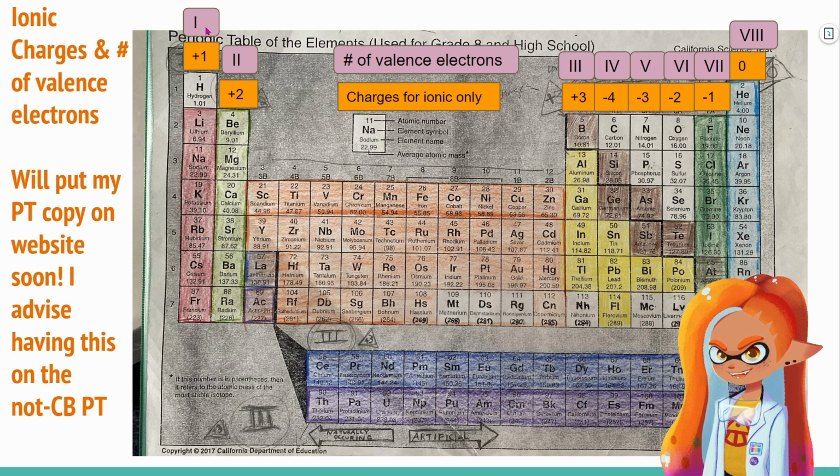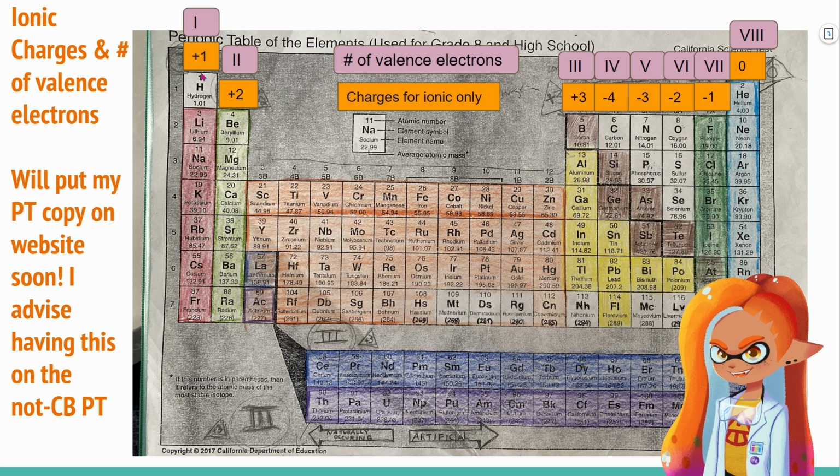Valence electrons, I wrote it in Roman numerals just to differentiate it. You don't have to. You could put numbers and just highlight a different color, whatever you want to do. But if you notice, it just goes in order, 1 through 8. 1, 2, 3, 4, 5, 6, 7, 8, ignoring the transition metals in the middle.